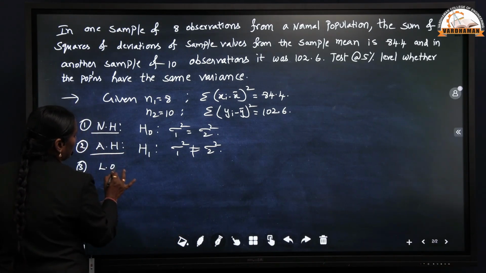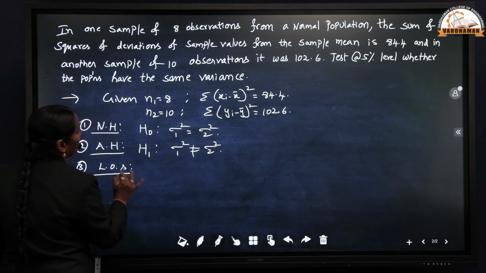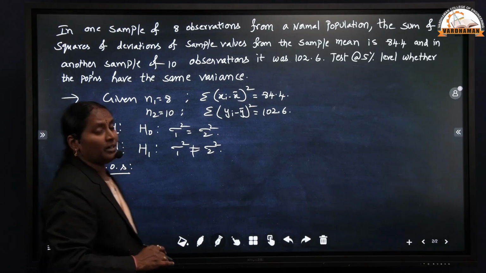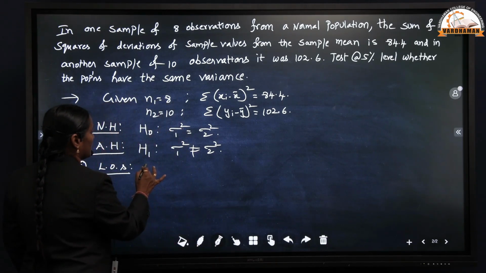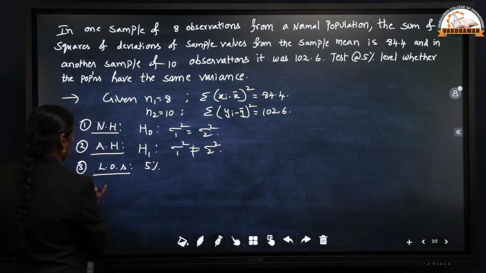Now the third step is the level of significance. In the given problem, they clearly mention to test at 5% level of significance. So we define the level of significance as 5%.